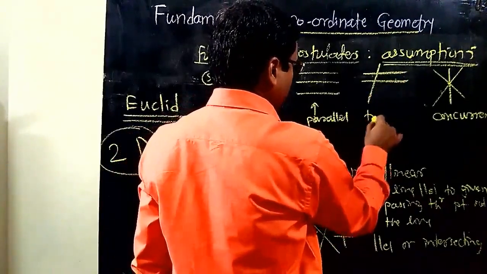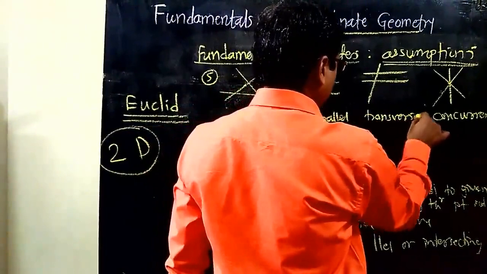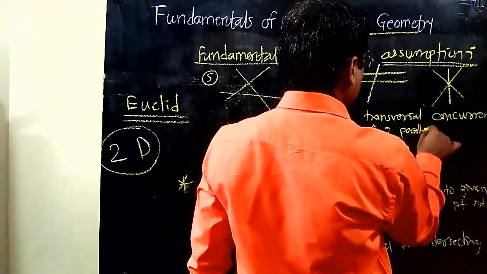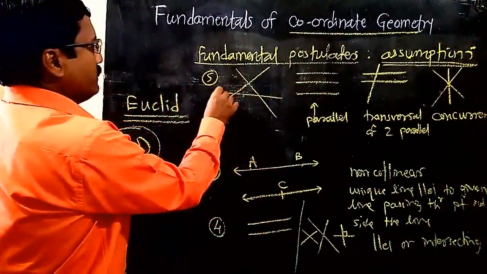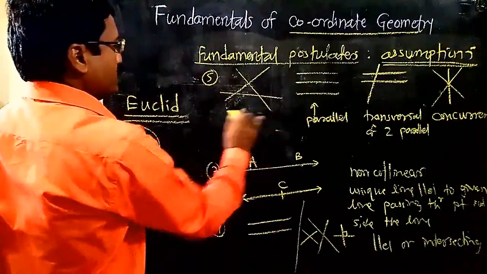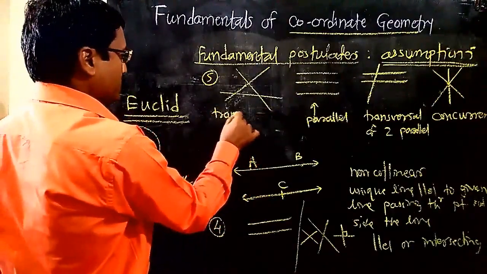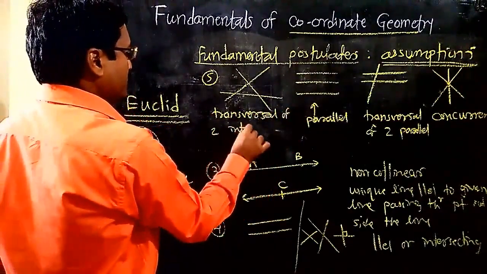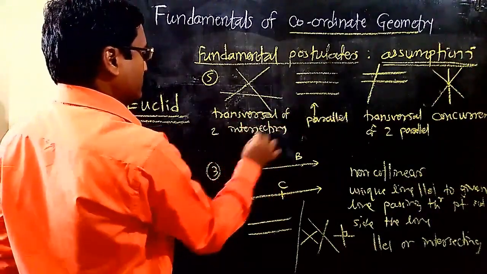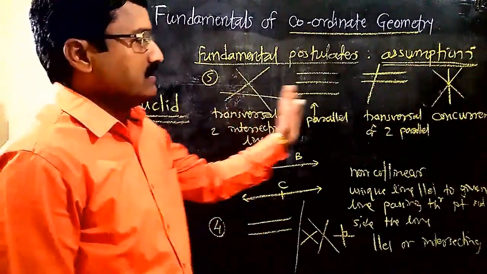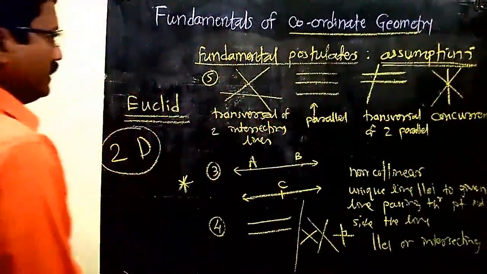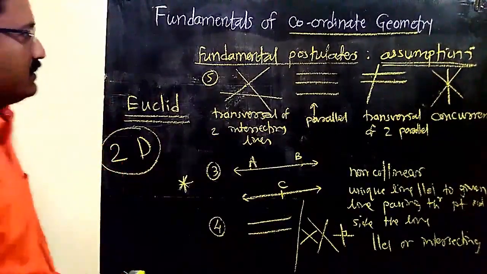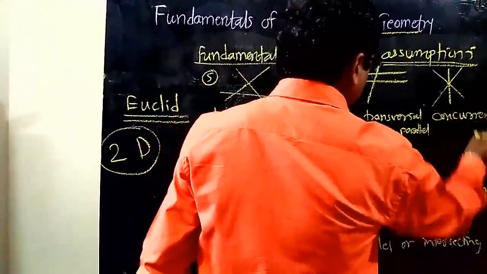This is called the transversal of 2 parallel lines, and this one line is a transversal of 2 non-intersecting lines. So here is also a transversal of 2 intersecting lines. So this is about the different positions of 3 lines. From that we have to consider this concept. These are called the concurrent lines.